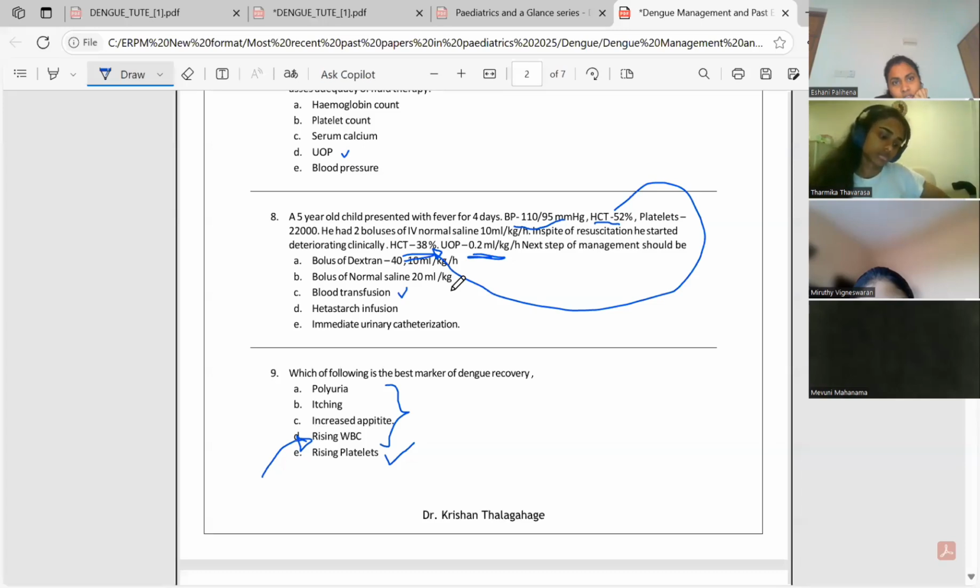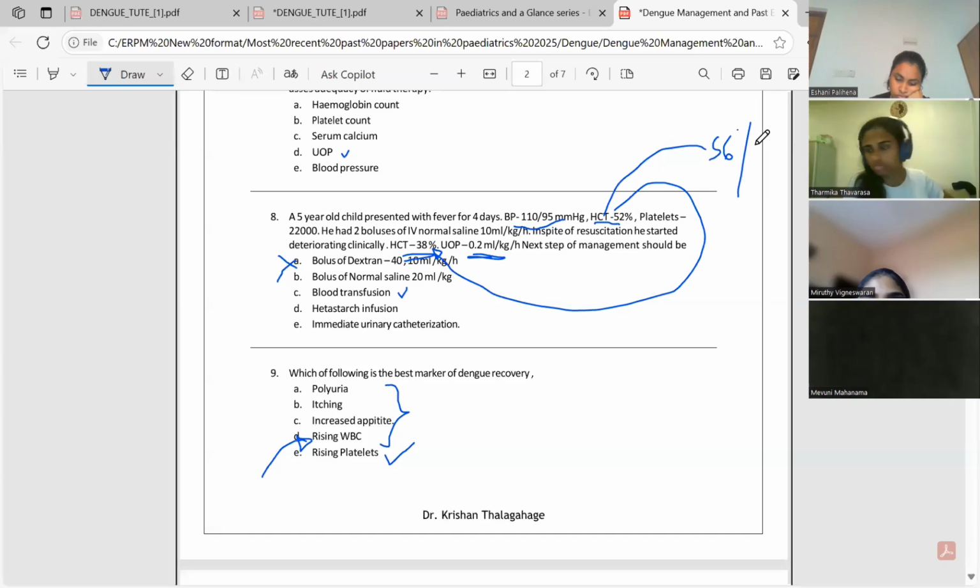Just because the guideline says after 2 boluses of normal saline you should go for dextran, no. If you have clear evidence of bleeding, you go for blood transfusion. That is why dextran 40 is wrong. But if you got the same question, and if I told you hematocrit has gone from 52 to 56%, then you know the child is still leaking in spite of 2 boluses of normal saline, then you go for dextran.